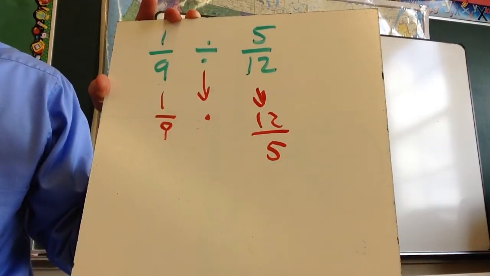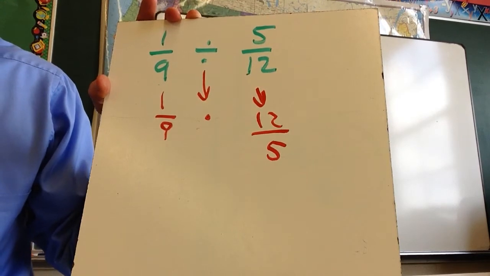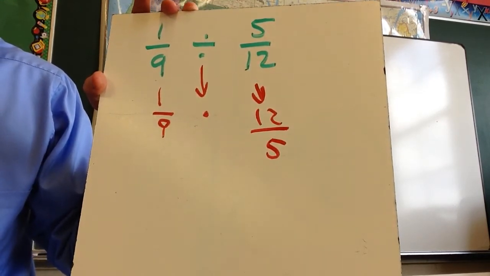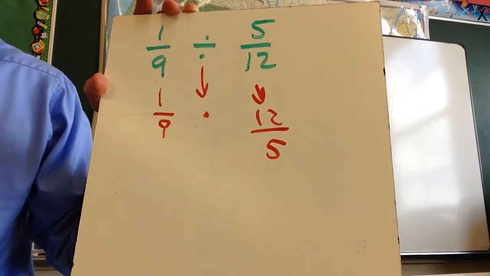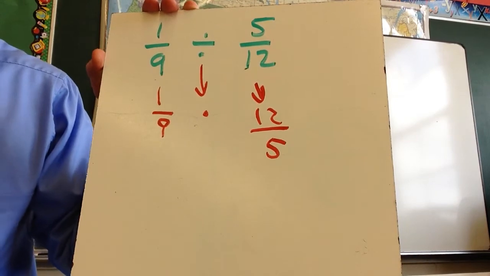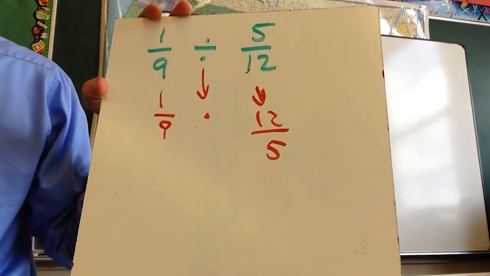Now the reason that works, and if you read the paragraph before the video, we talk about 8 divided by 2 is the same as 8 times 1/2. You took the 2, you flipped it, so it was 2 over 1 and now is 1/2. That's exactly what we're doing here.